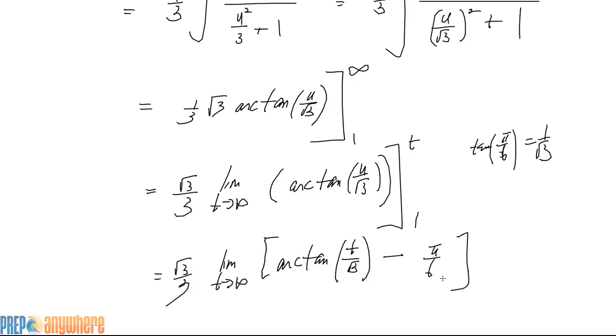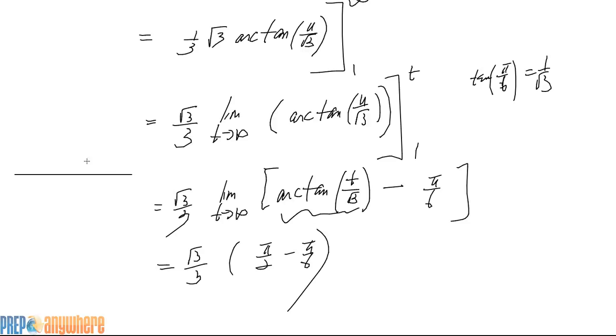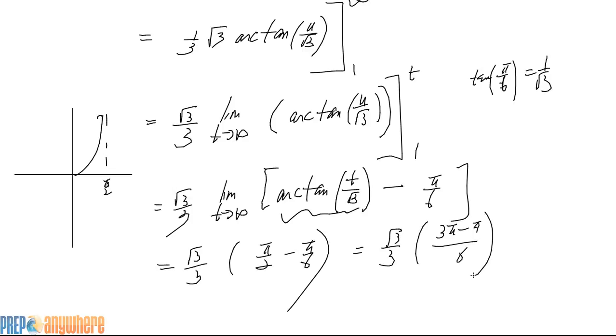As t approaches infinity, t over root 3 is approaching infinity, and you know that arctan is going to approach pi over 2, because the tangent graph approaches infinity at pi over 2. So root 3 over 3, this is going to be 3 pi minus pi all over 6. Root 3 over 3 times 2 pi over 6. Divide, and you get root 3 pi over 9.